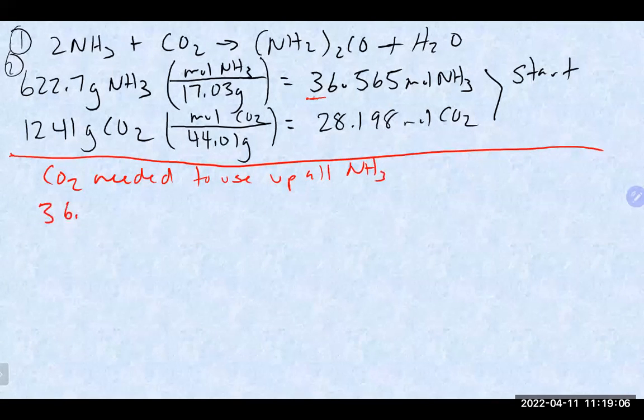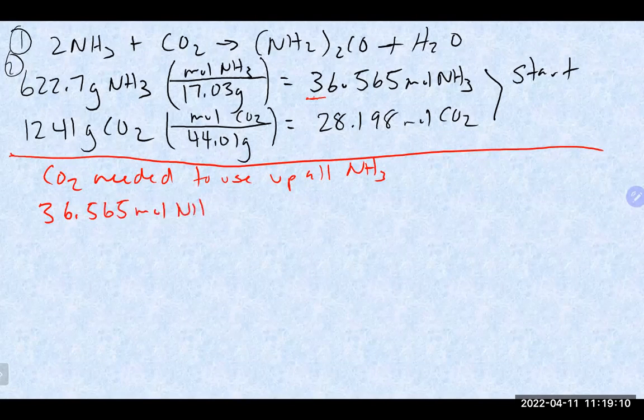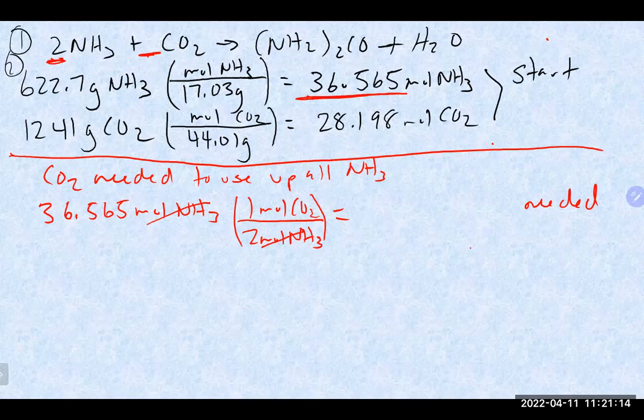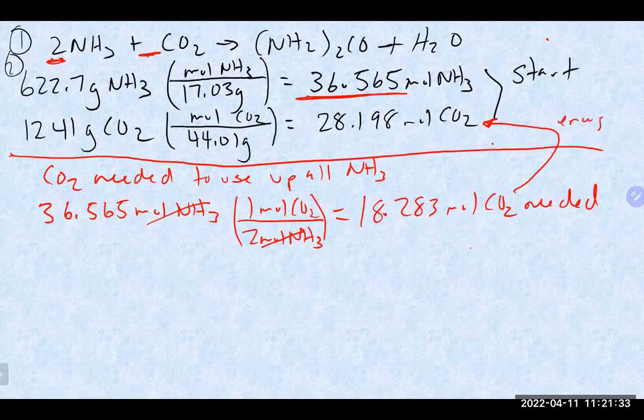So starting with my 36.565 moles of NH3, the mole-to-mole relationship from the equation is, for 2 moles of NH3, which is just the coefficient, I get 1 mole of CO2, which is also the coefficient from the balanced equation. Cancel. And that will give us 18.283 moles of CO2. Now it would make more sense to actually compare it to the CO2 there. In this case, we need 18.2 and we have 28. So we still have enough in this case. So that would mean that CO2 is our excess reagent, and the NH3 here would be our limiting. Sorry about that.